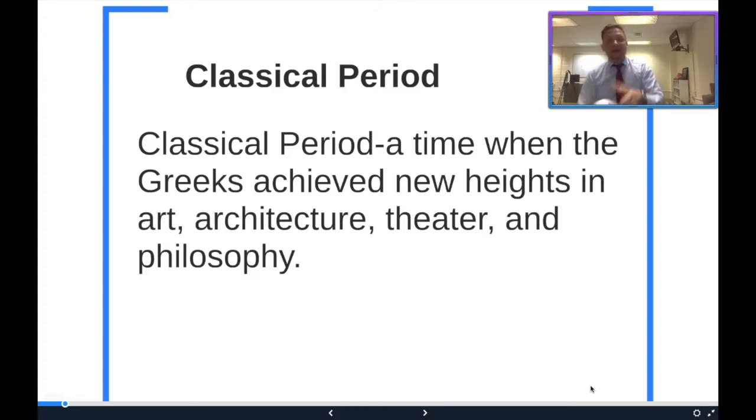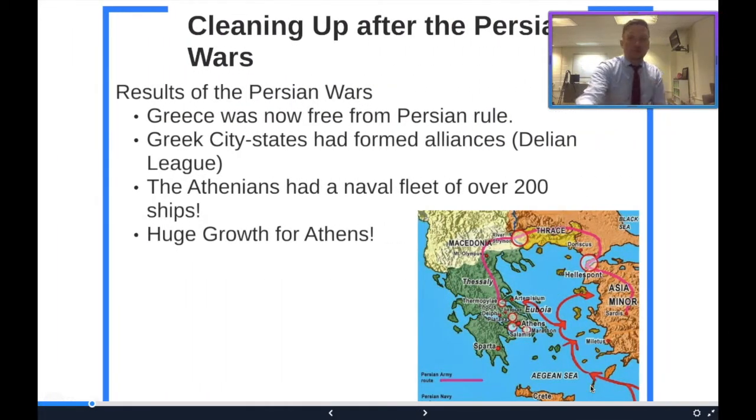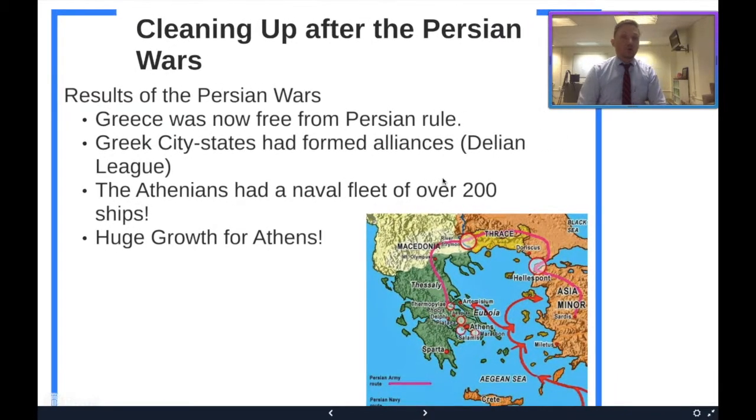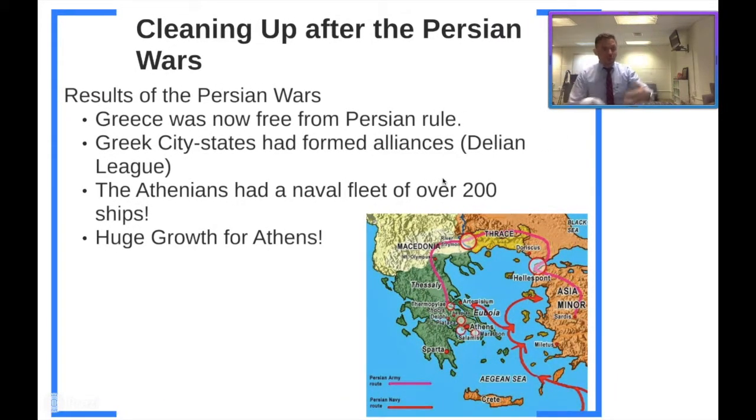So why does the classical period have to come after the Persian Wars? Well, the results of the Persian Wars are going to leave room for the Greeks to grow. When we're cleaning up after the Persian Wars, the result is that Greece is now free from Persian rule. Now that the Athenians have not once but twice rejected the Persian threat and pushed them away from any ideas of further invasions or possible domination by the Persian Empire, the Greek city-states now have the ability to grow. They have created a space for themselves to blossom and flourish.